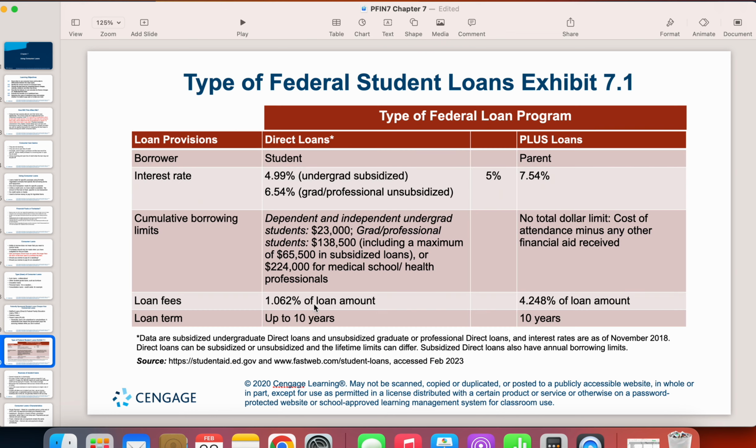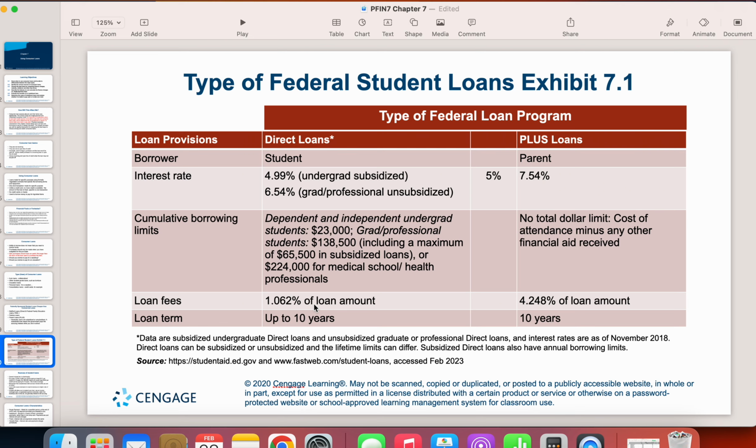So this table gives a brief overview of the different loan programs. Direct loans would be Stafford and Perkins, versus PLUS loans, which are the parent loans. I looked up the recent interest rates on these. Interest rates for undergrad subsidized student loans are as low as 4.99%, whereas the interest rate on a parent PLUS loan is as high as 7.54%. So right now, there's a range in those interest rates.